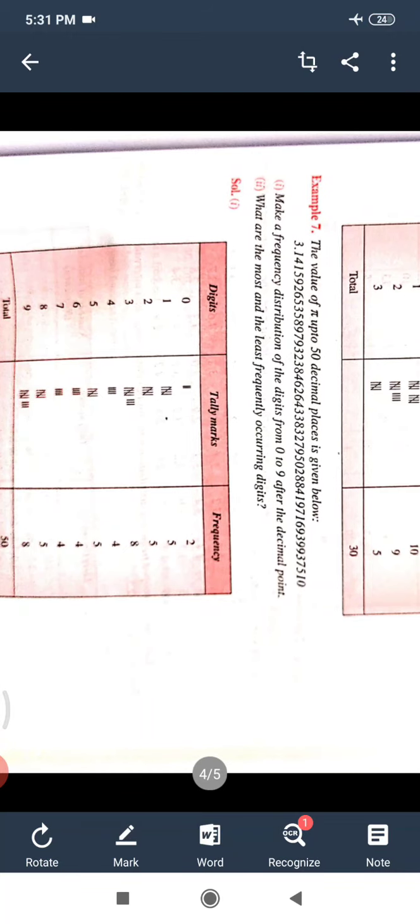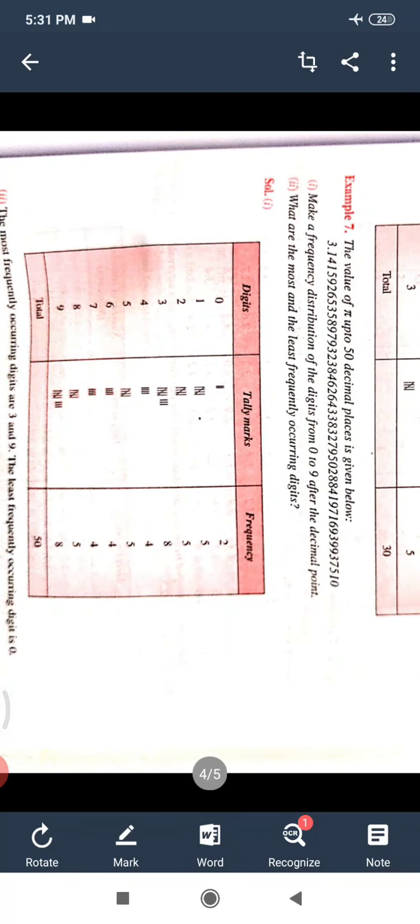Okay. Now question 7. The value of pi up to 50 decimal places is given below. 3.14, 3.141592635897932. A long value is given. It is endless. So we have to find out which numbers come after 3 point, the different numbers.